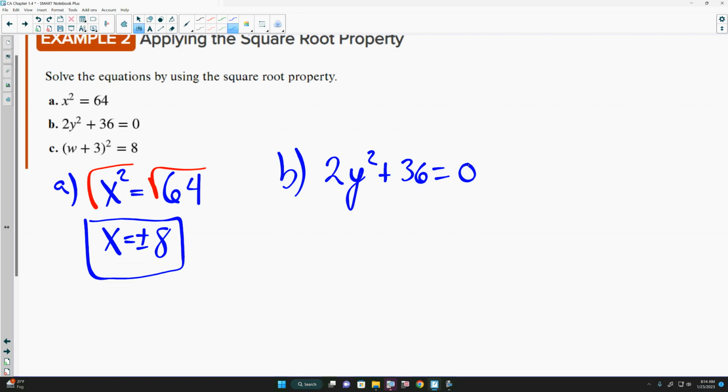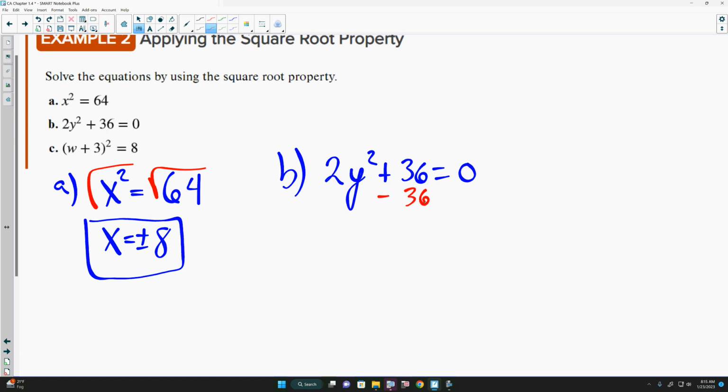2y squared plus 36 equals 0. This is going to be the same thing. We can use the square root method with it. One of the main giveaways that we can use the square root method with this here is if we have a b term, a bx, or here a by term. Do we have y to the first power? No. If we don't have y to the first power, we can use the square root method. And the first thing to do with the square root method is to get here y squared by itself.